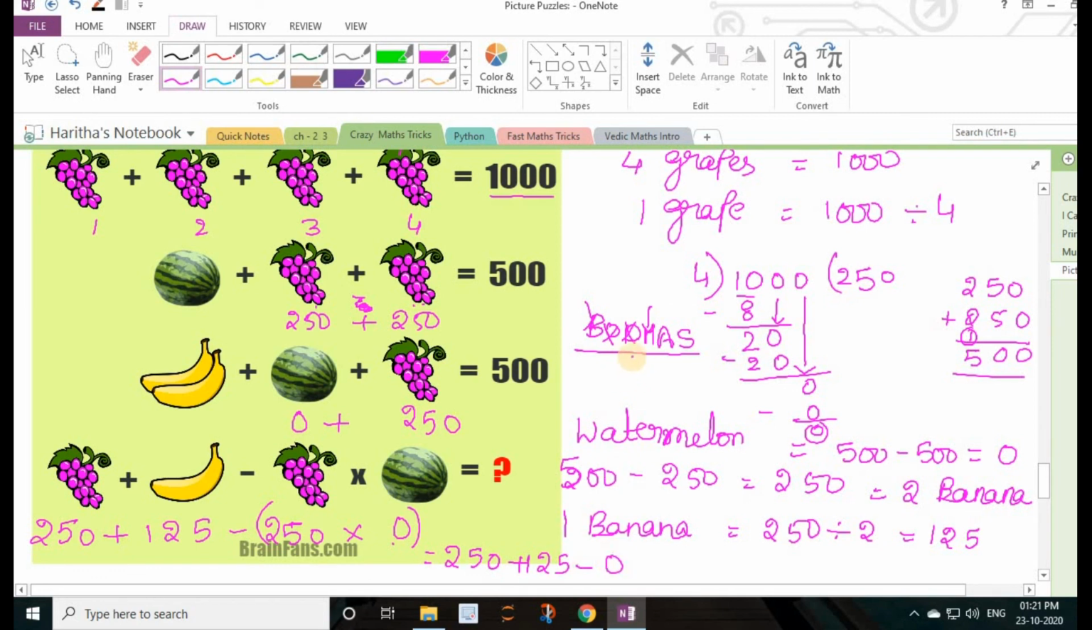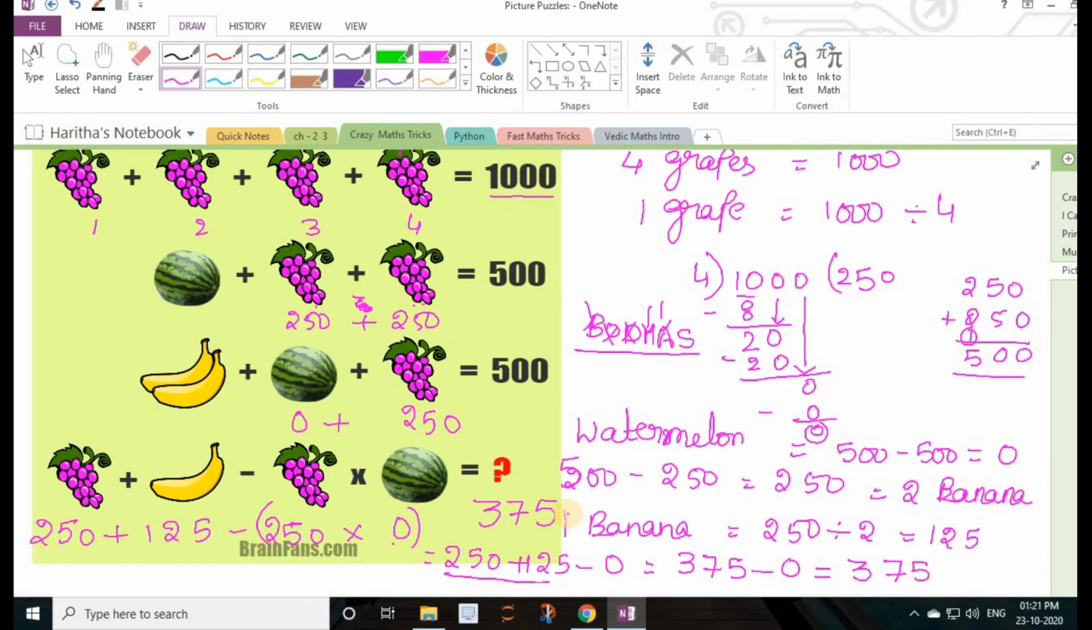Next what is there? Addition. So 250 plus 125, how much? Yes, very good, 375. And the leftover is subtraction. 375 minus 0 is 375. So what is the value of this question mark? 375.